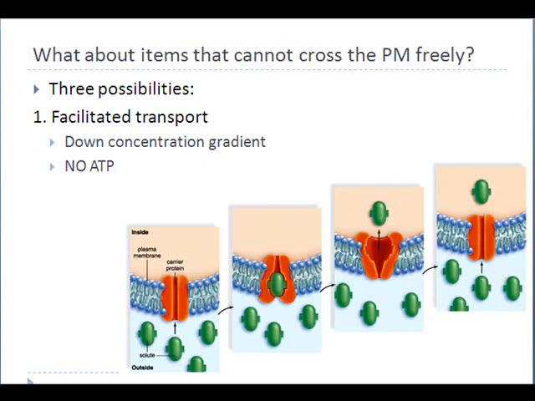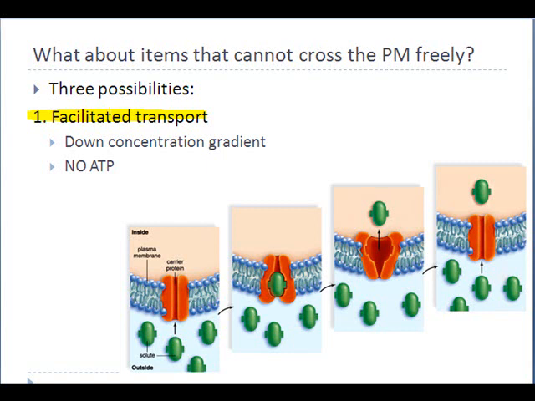However, items that cannot move freely through the plasma membrane will cross the membrane in these ways. The first mechanism is called facilitated transport. As the name tells you, it's a transport in which you need a molecule which is facilitating the movement of one molecule to the other side. The facilitated transporters are generally proteins, and they always move the molecules down a concentration gradient.